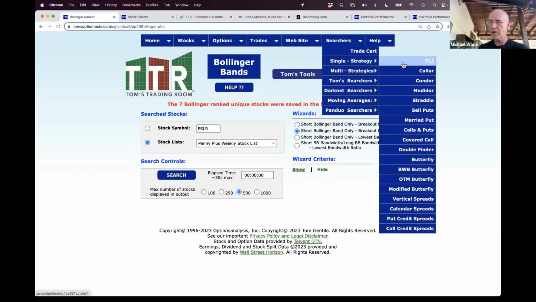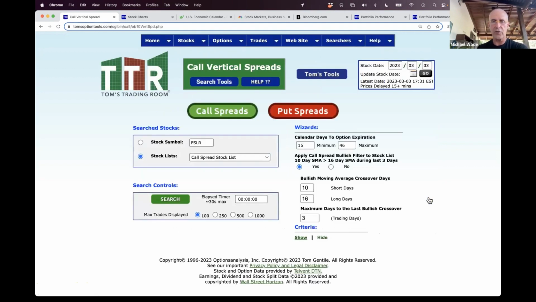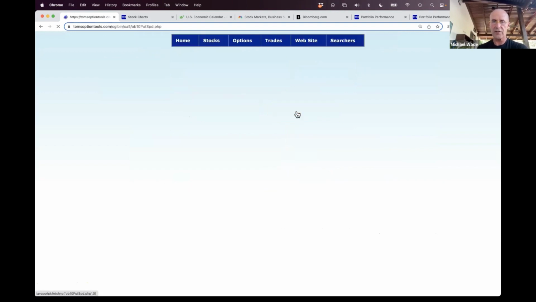You can go in here and say, all right, I just want to buy calls and puts. There's scanners for that. You like vertical spreads, you can do vertical spreads. Let's take a quick look here. Vertical spreads, these are debit spreads, right? So we are bearish on these stocks.